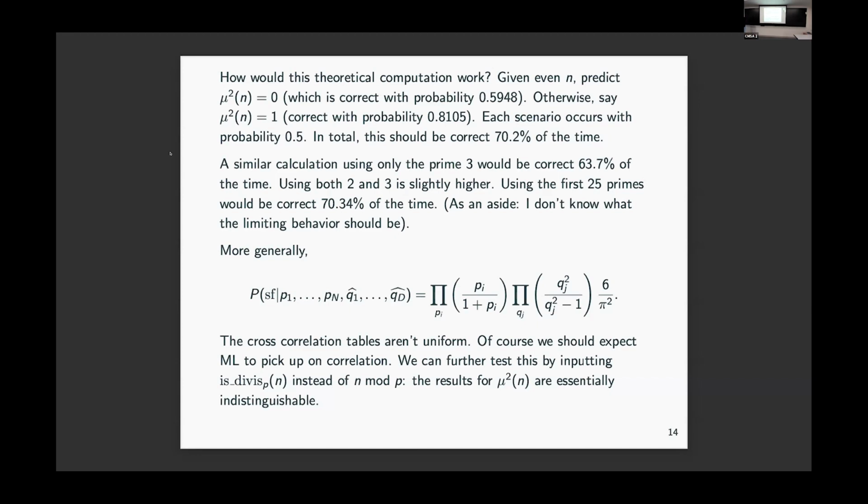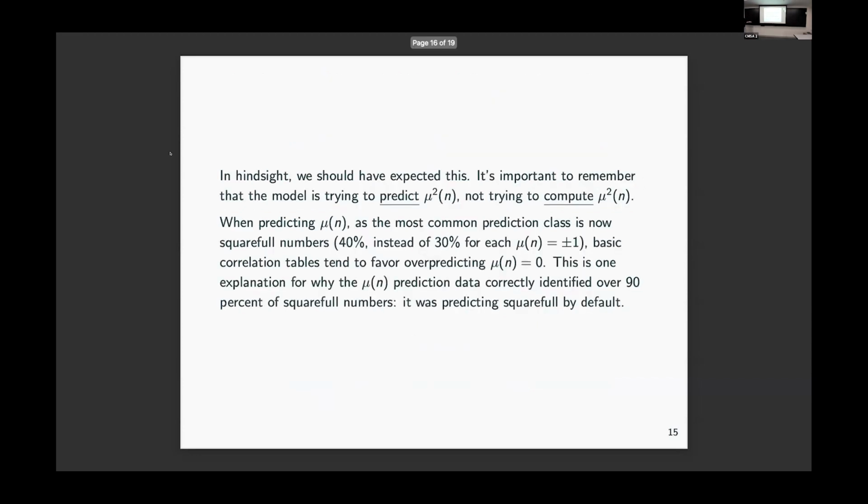And it's not a surprise that machine learning picks up on correlation tables. But what is a surprise is that the correlation tables weren't uniform. That's what I hadn't realized. So in hindsight, we should have expected this. And really what happened is that I, as a number theorist, was coming at this from the direction of thinking that I want to compute mu of n. I'm trying to use this machine learning model to compute mu of n, but it's not computing mu of n, it's predicting mu of n.